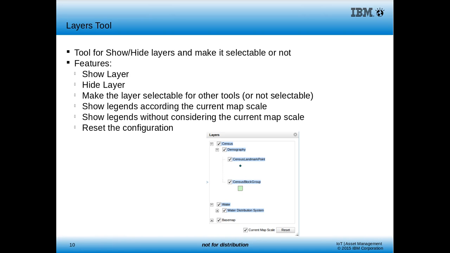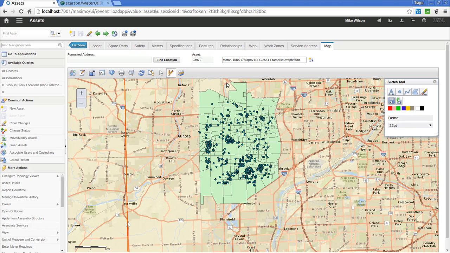But you can also uncheck the current map scale. In this case, the legend will be displayed even if you cannot see the layer on the map. And you can also click on the reset button to come back to the original configuration. Okay? Let me show you how it works.